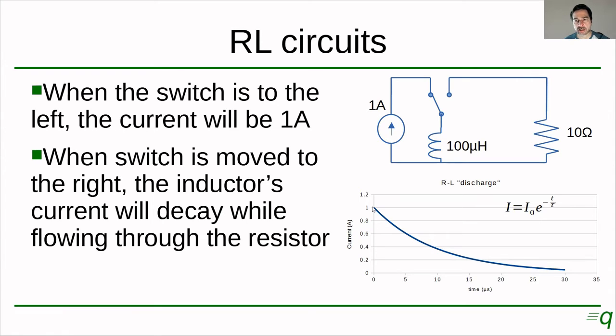So in this circuit, after 10 microseconds, which is our time constant, the current is going to be decaying from 1 amp to a bit less than 0.4 amps. And after 30 microseconds, it's going to be very low, okay?